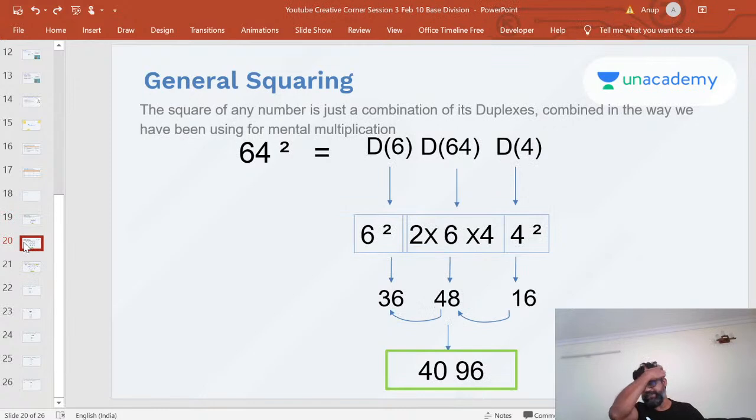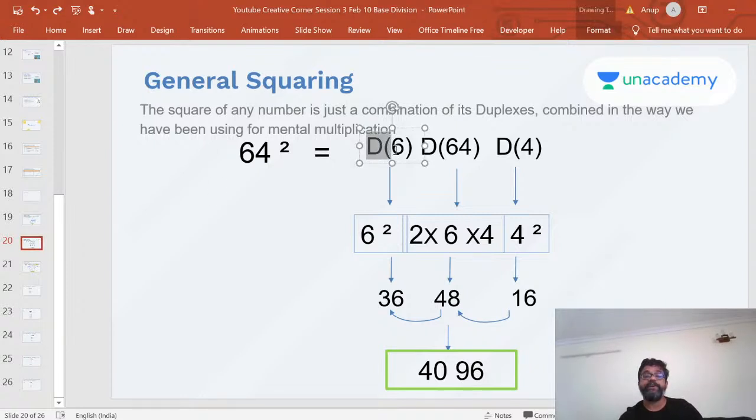One more example just to reinforce that. Once you do more examples, then the concept is reinforced. And when you deal with smaller numbers initially, you are able to handle larger numbers more effectively, right? So 64 squared. First you find out the duplex of 6, then the duplex of 6 and 4, and the duplex of 4, right? So duplex of 6 is 6 squared, 6 and 4 is 2 into 6 into 4, duplex of 4 is 4 squared. See, the outside pairs are very easy to calculate.